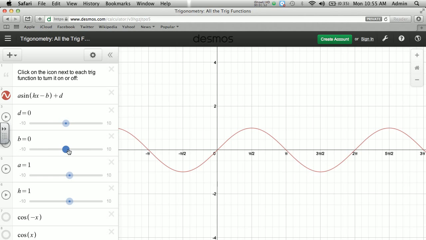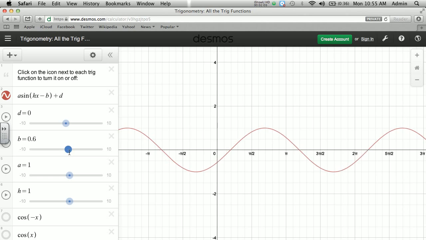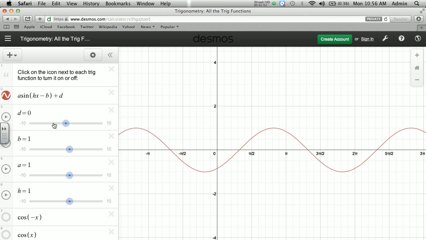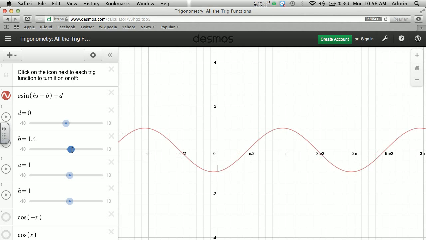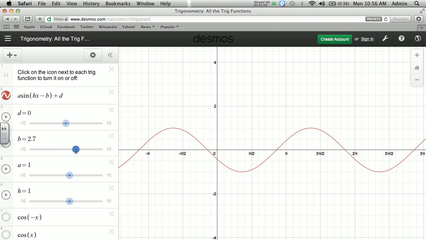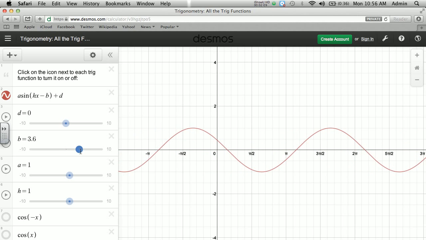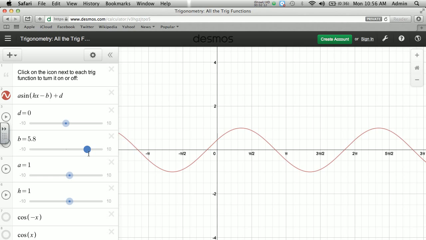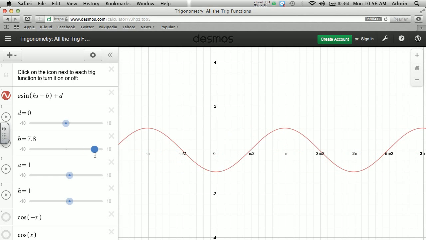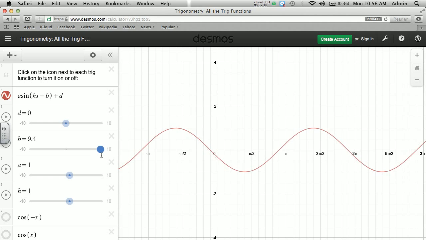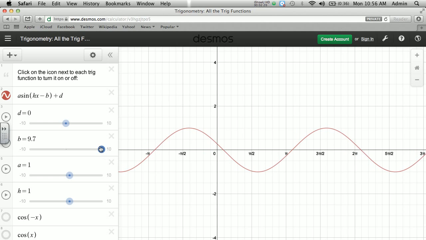The b, this is a minus b, right? So if I have a minus 1, notice that as I went from 0 to 1, my graph moved over to the right, and as I keep increasing, my graph keeps moving to the right. So b causes a horizontal shift, a horizontal translation. It's also called a phase shift, whatever you want to call it.